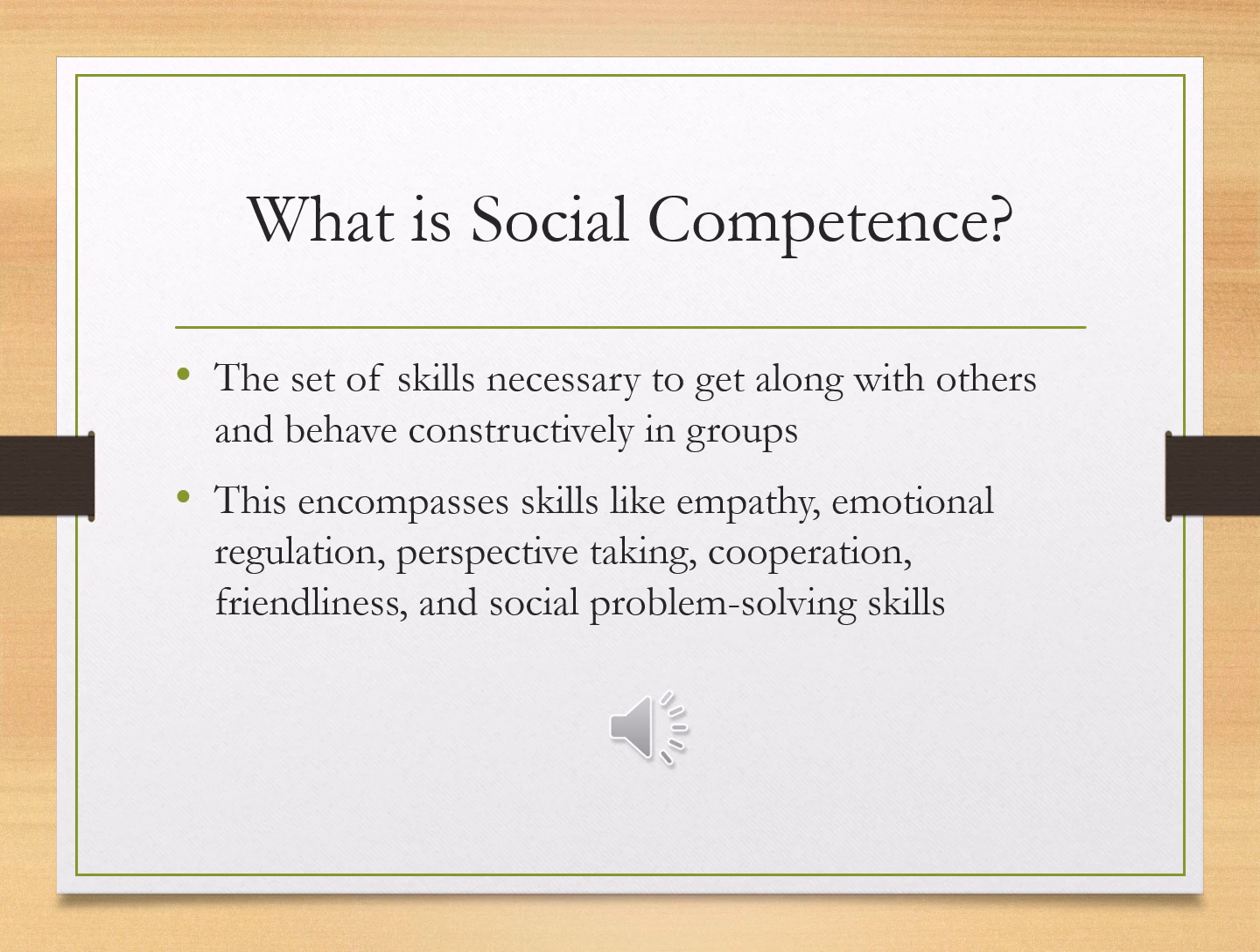When children have those skills and abilities, they can get along with other people and they can play with what other people are doing. Some of the skills include empathy, being able to have that emotional regulation we were talking about before, being able to see someone else's perspective, being able to cooperate on tasks, being friendly, having social problem solving skills. These are all important skills for children to have that will allow them to be socially competent.